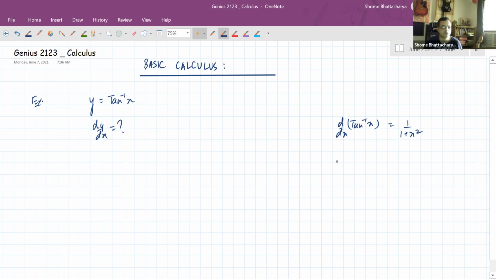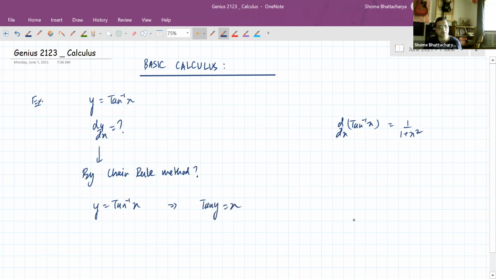But here we don't need to use this formula directly because we haven't learned it yet. Instead, what we can use is the chain rule concept. So how to use chain rule? So y is equal to tan inverse x. First of all, what does this statement mean? This means that tan y is equal to x.